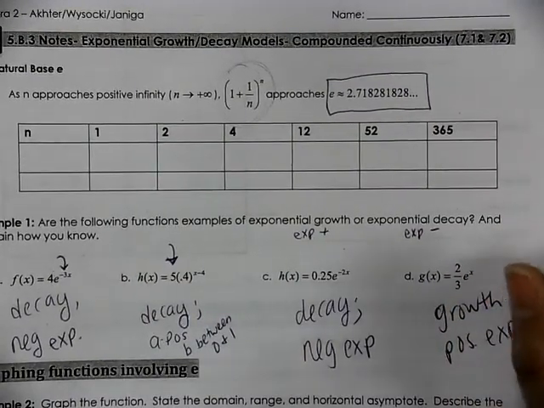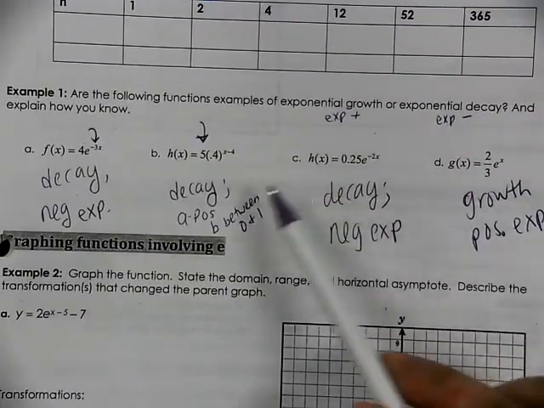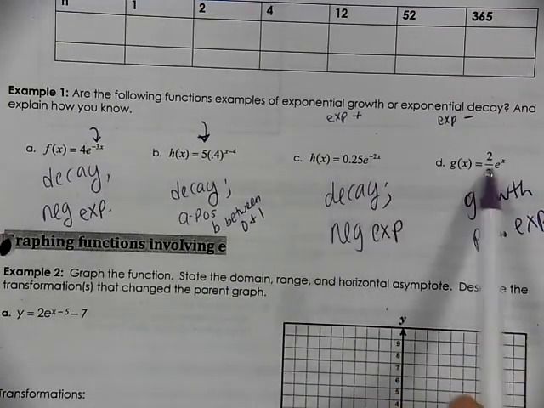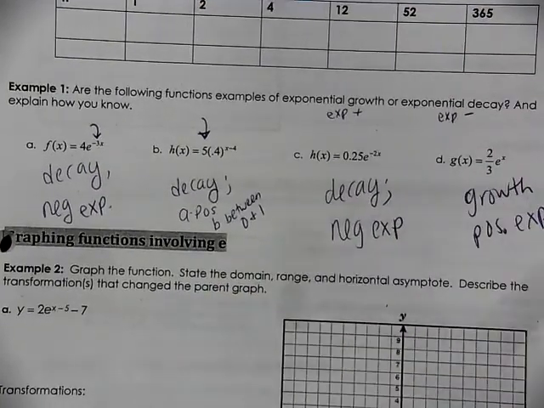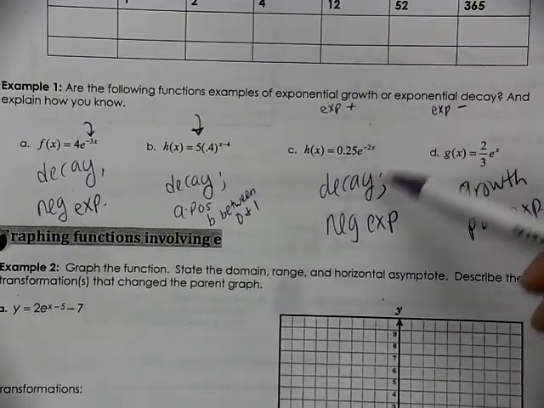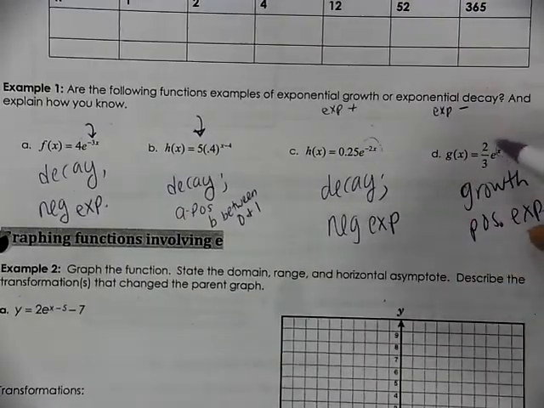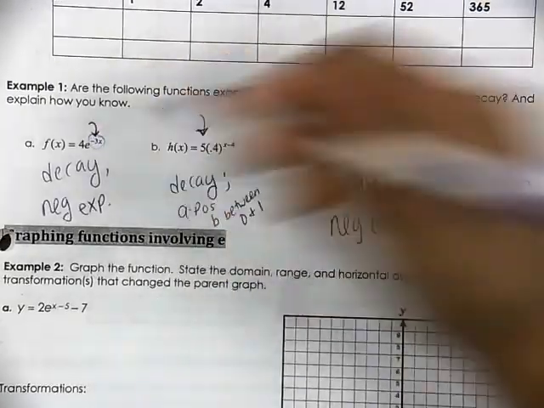positive exponent. So the A value doesn't tell you anything for these three because, even if it's a number bigger than 1, like 4, or these decimals or fractions, they just tell you whether it's a shrink or a stretch for the A value, but does not tell you whether it's going to be growth or decay. So just that exponent, if it's positive or negative, that's how you decide.